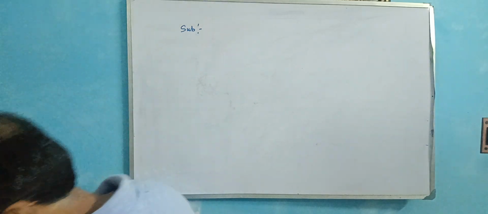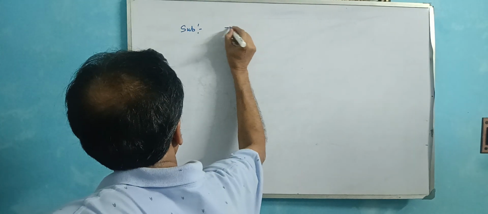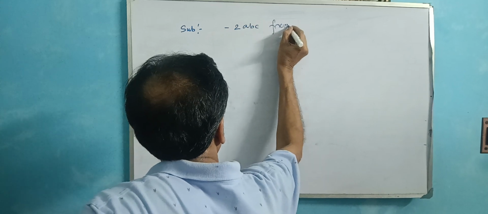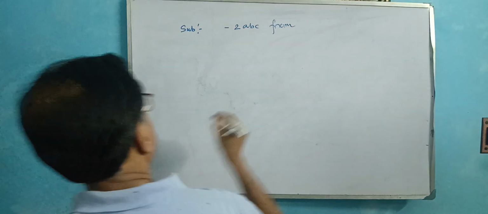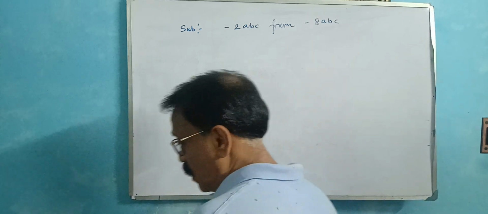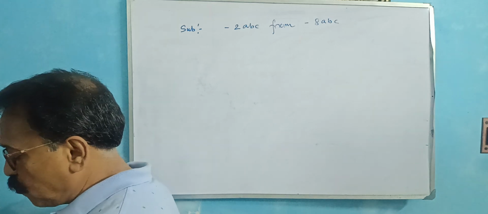Subtract minus 2abc from minus 8abc. Okay, no problem at all. Just follow the process.